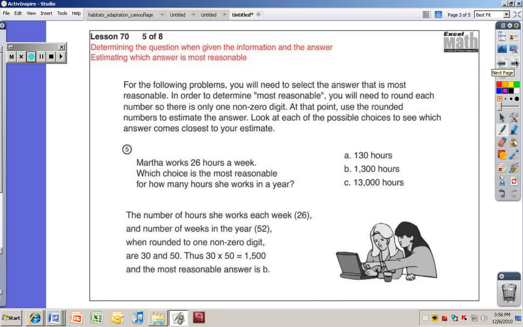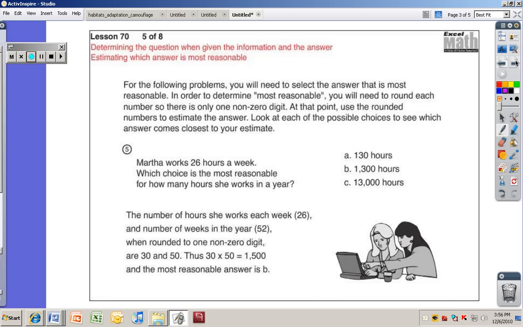Okay, now we go into some estimation problems. For the following problems, you will need to select the answer that is the most reasonable. In order to determine the most reasonable, you will need to round each number so there is only one non-zero digit. At that point, use the rounded numbers to estimate the answer. Look at each of the possible choices to see which answer comes closest to your estimate.